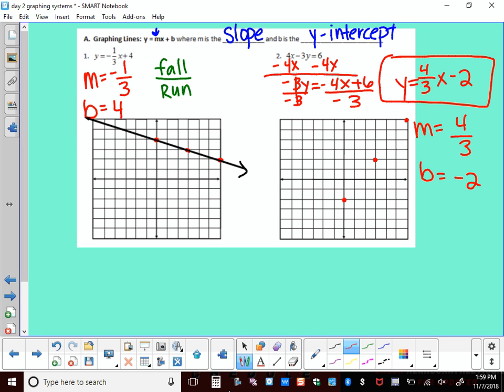Try to always draw 2 to 3 points. Wait, what? Oh, negative 2. Yeah. Does your line look like mine? Why? You did positive 2? Negative 2.